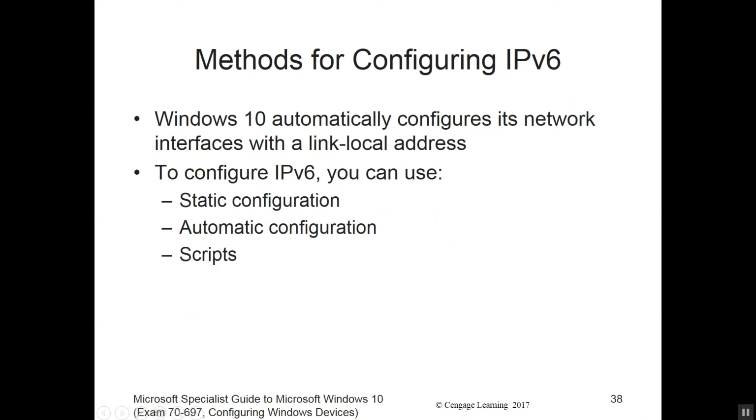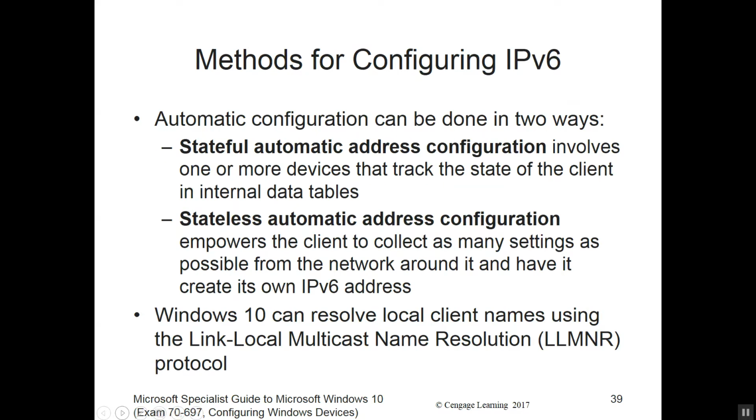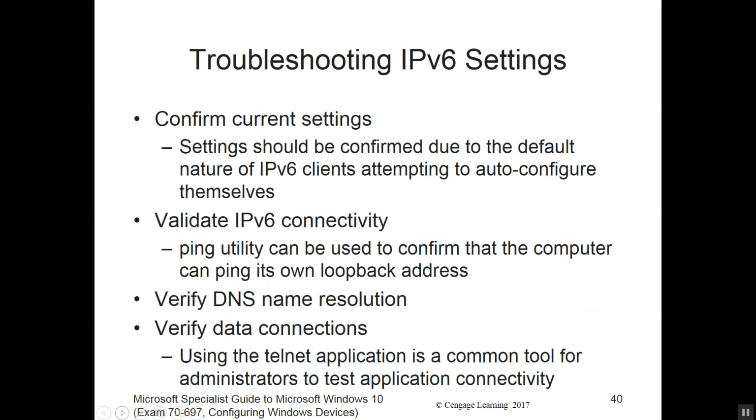All right, methods for configuring IP version 6. Now, Windows 10 automatically configures a network interface with a link-local address. We can do static, automatic, or scripts, much like with IP version 4. And if I want to troubleshoot it, I'll go about it about the same way.